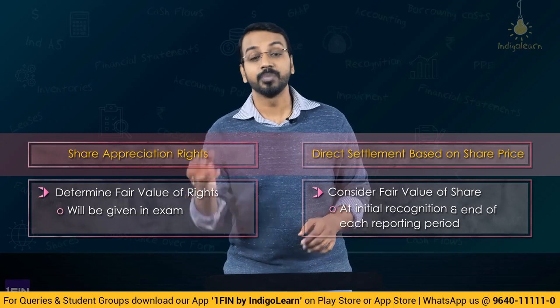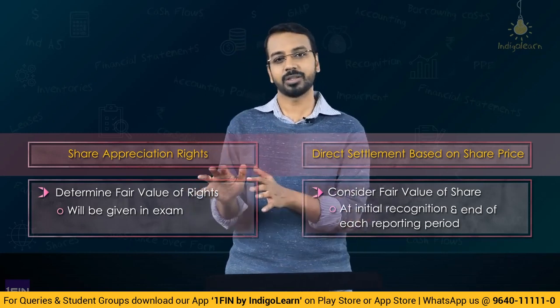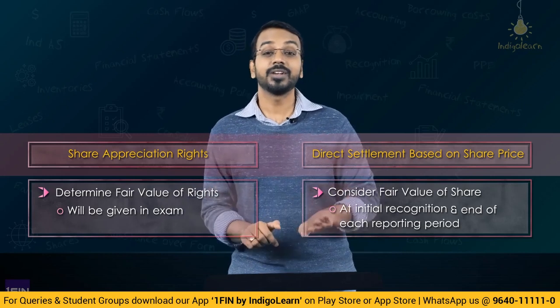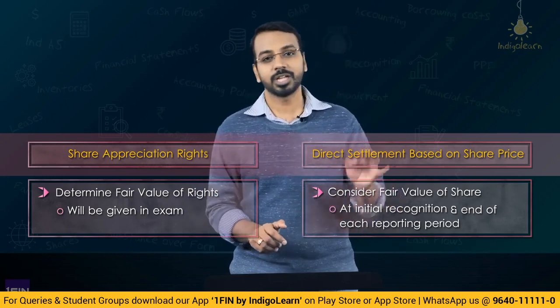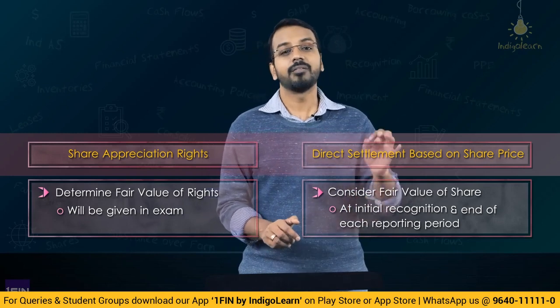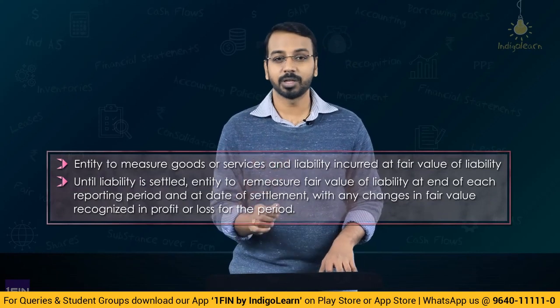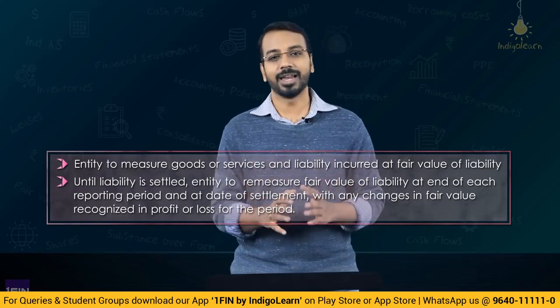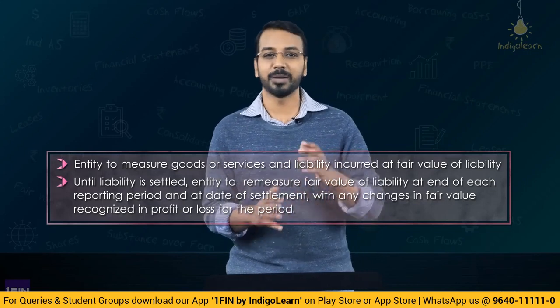What is the value that you attribute to the share appreciation rights, right? Based on that, you'll have to do the accounting. And if it is a direct payment based on the share price, you will have to determine the fair value of the shares, right? So these two things you have to keep in mind. Initially, based on the fair value, you will recognize the liability, and subsequently at the end of each reporting period, considering the revised fair value, you will determine what should be the expense and what will be the liability.